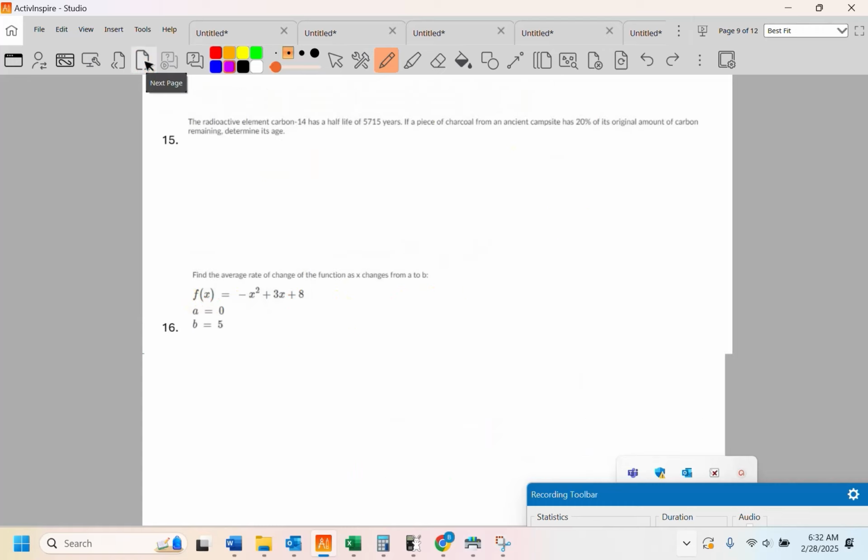Anyways, the radioactive element carbon-14 has a half-life of 5,715 years. If a piece of charcoal from an ancient campsite has 20% of its original amount of carbon remaining, determine its age. Valid question for your challenge exam. And you might think that you need a TI-84 to do it. You don't, because they'll present the answers in a form where it is what you would finally put into a calculator.